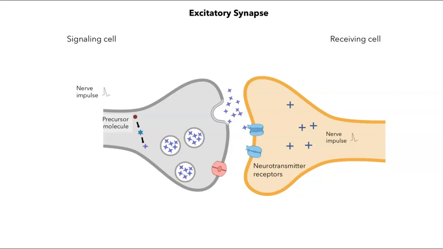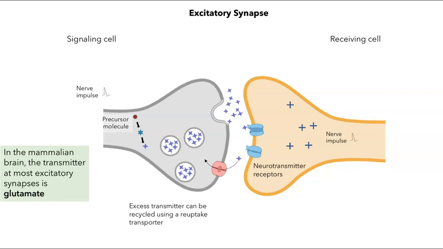Excess neurotransmitter can be removed from the cleft using the help of special transporter proteins. In this case, we see it as a red protein. It'll pick that up and move it back into the presynaptic cell where it can be recycled.